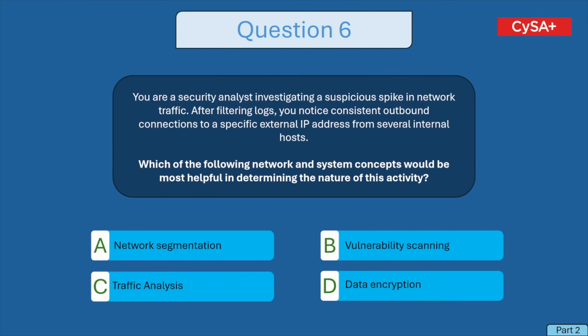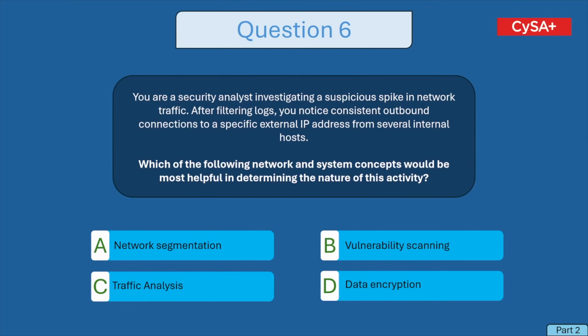Question 6. You are a security analyst investigating a suspicious spike in network traffic. After filtering logs, you notice consistent outbound connections to a specific external IP address from several internal hosts. Which of the following network and system concepts would be most helpful in determining the nature of this activity? A. Network segmentation. B. Vulnerability scanning. C. Traffic analysis. Or D. Data encryption.